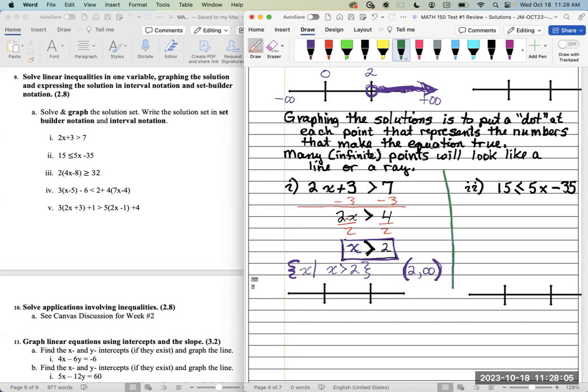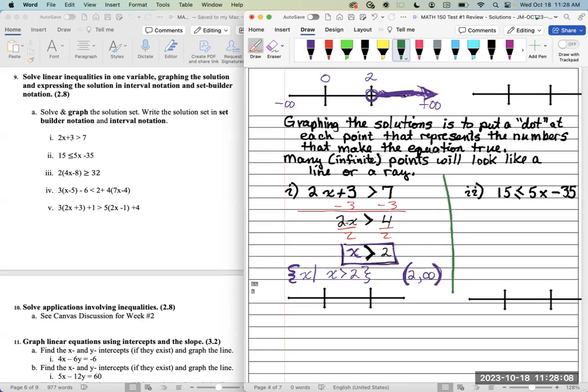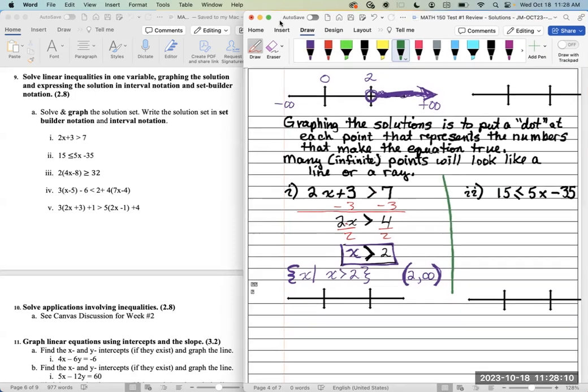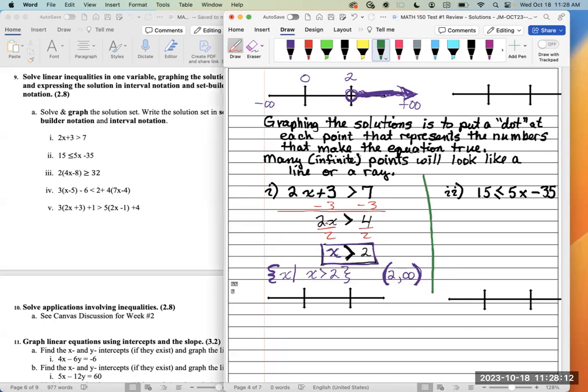Number 2. 15 is less than or equal to 5 times our mystery minus 35. So I'm going to here first add 35 to both sides of the equation.